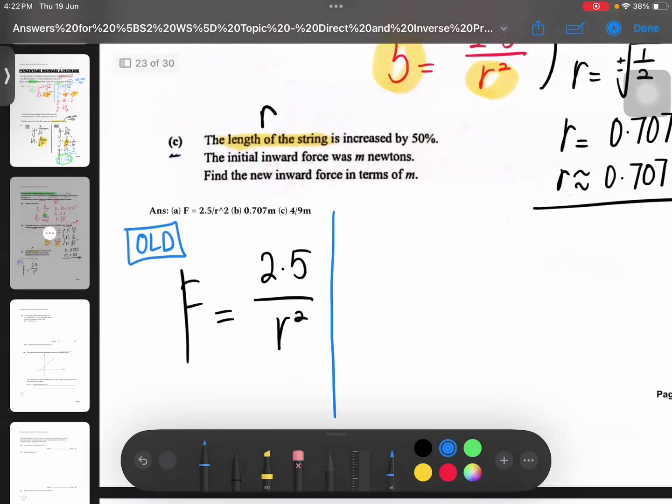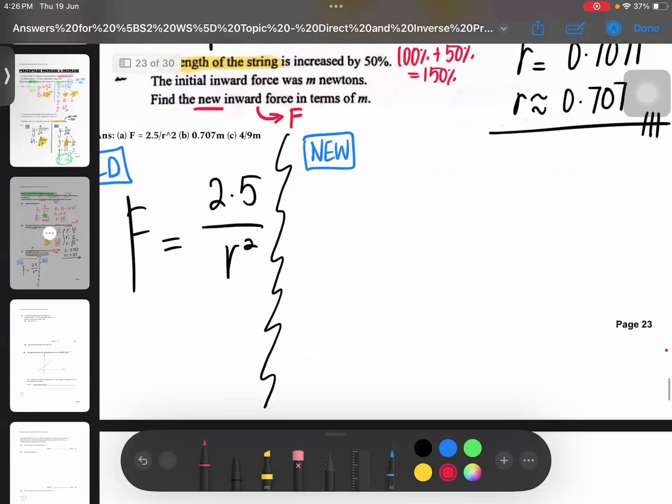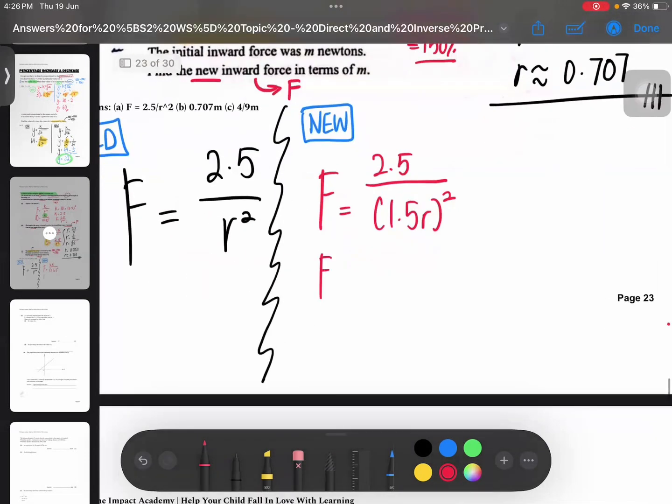What happens to your new one? Now you are supposed to find your new F. They say it increases by 50%, right? So 2.5 over R squared, instead of 100%, now becomes 1.5 R to the power of 2. Remember that this square applies to both of it. So 1.5 to the power of 2 is actually 2.25 R squared.